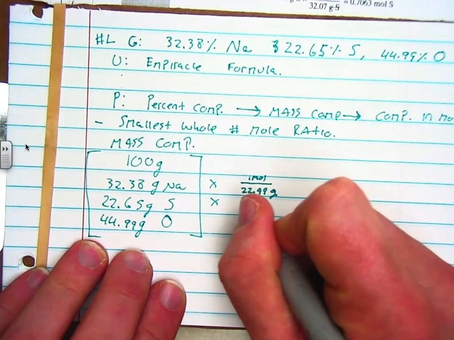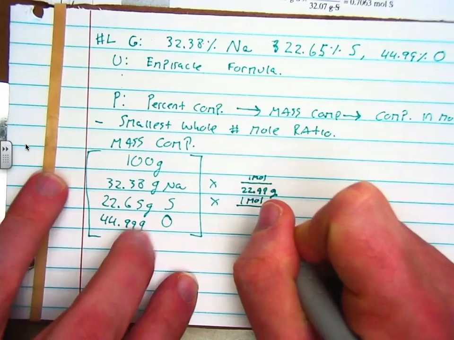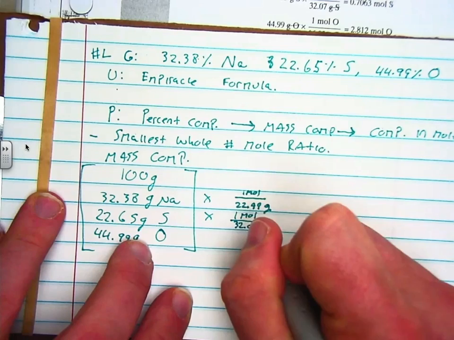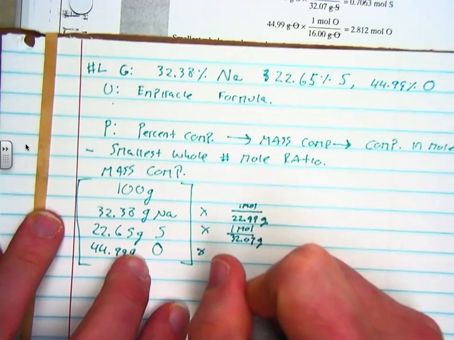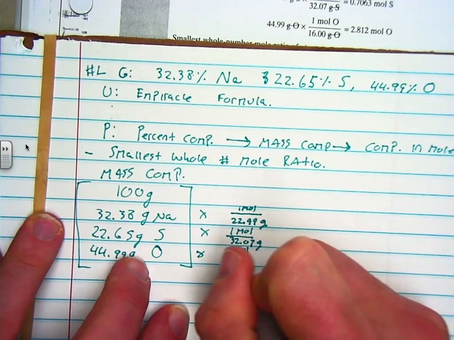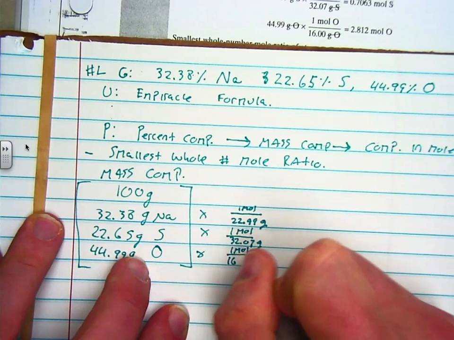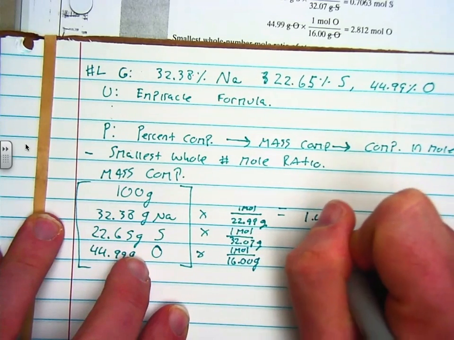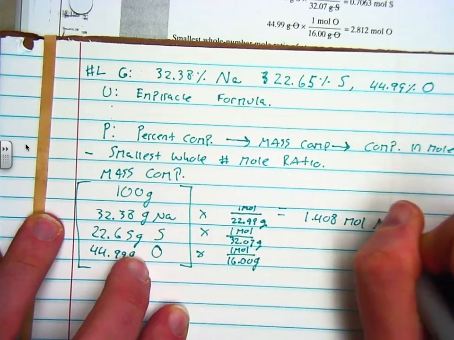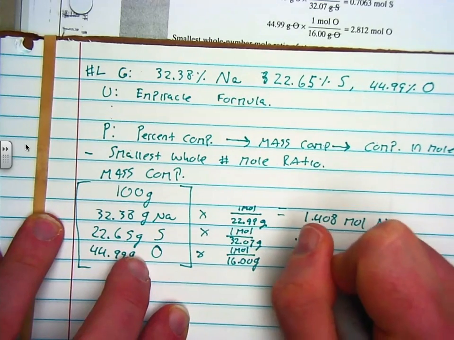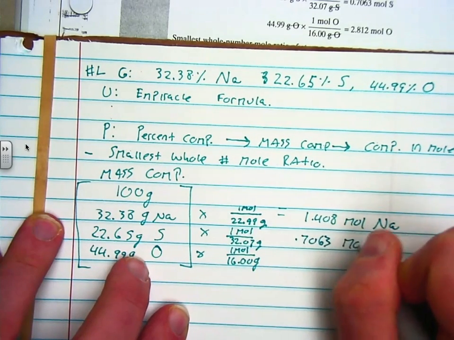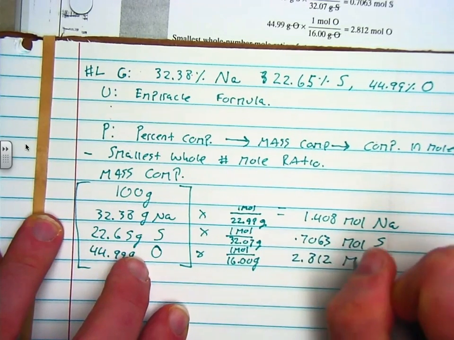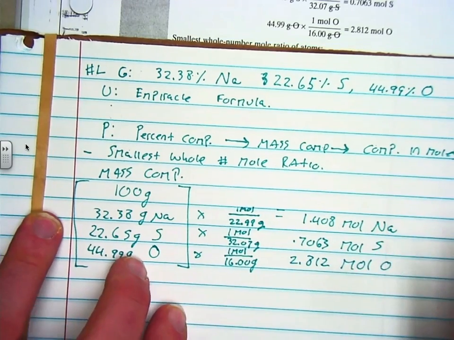22.65 grams, 1 mole is worth 32.07 grams, and we already know from previous problems that 1 mole of oxygen is worth 16.00 grams. We do our math and we come out with 1.408 moles of sodium, 0.7063 moles of sulfur, and 2.812 moles of oxygen.